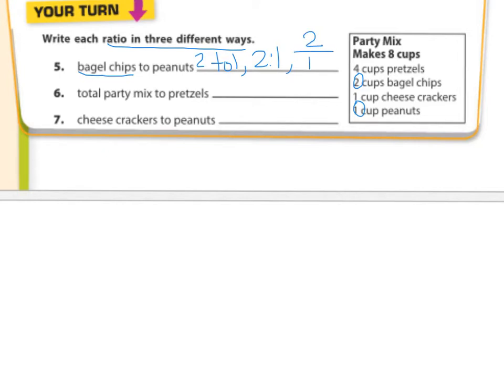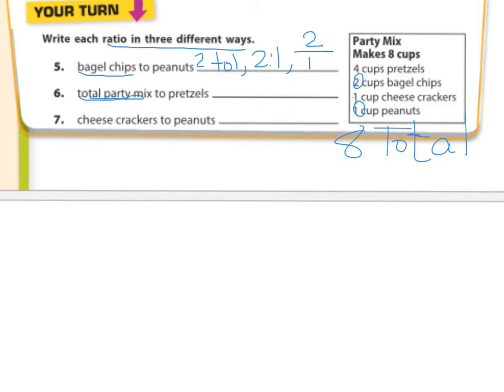Total party mix to pretzels. So we have to figure out the total. Remember I told you sometimes you have to figure out the totals. You just add them together. 4 plus 2 is 6, 7, 8. So the total is 8 cups. It's going to be 8 total.